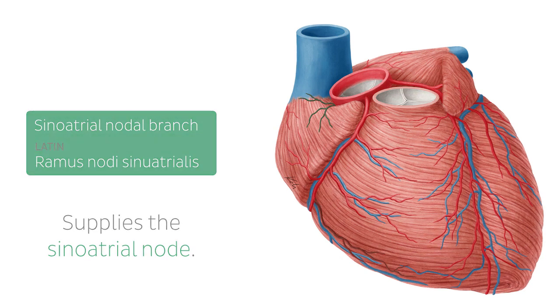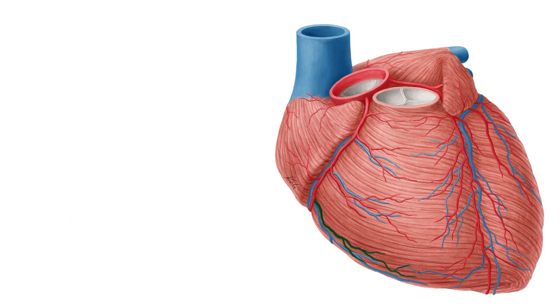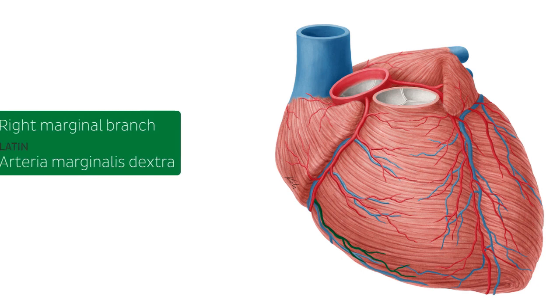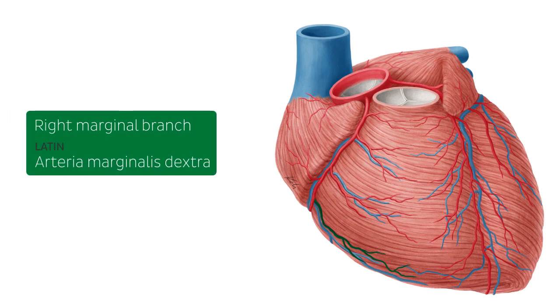The next branch that we're going to be highlighting here on this image of the anterior view is known as the right marginal branch. Now this is the next prominent branch of the right coronary artery, which will be running to the right outer margin of the heart inferiorly. This branch supplies the right ventricle of the heart.